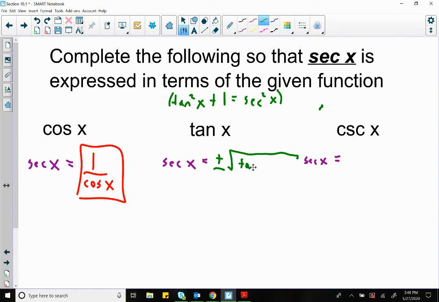Tangent, come on. Squared. Oh, not writing because it feels my other finger on the screen. Tangent squared x plus 1. Most of you probably came up with that, but you need the plus or minus in front of it. And there's the answer. Easy peasy.